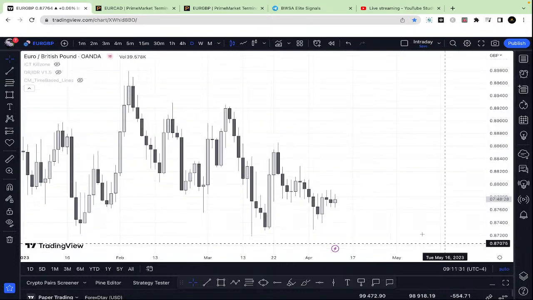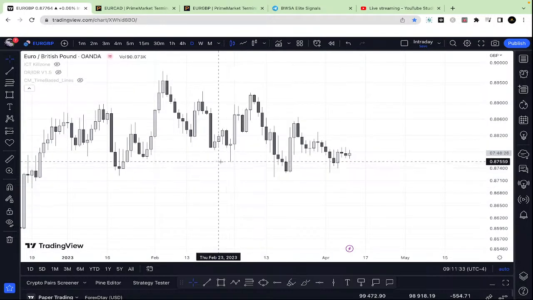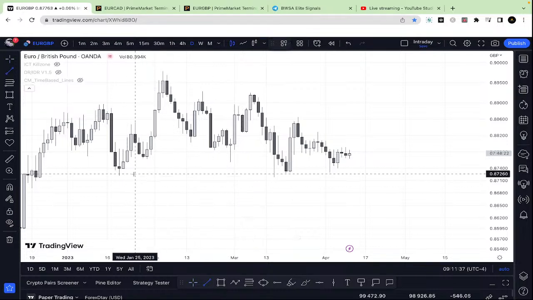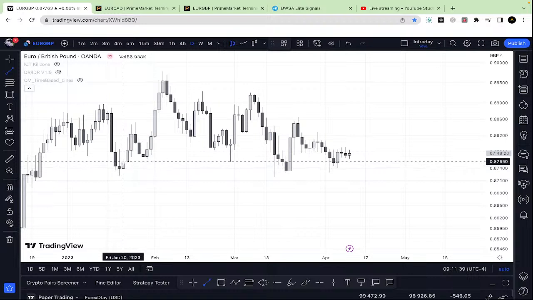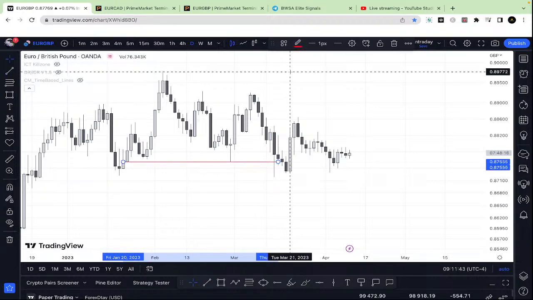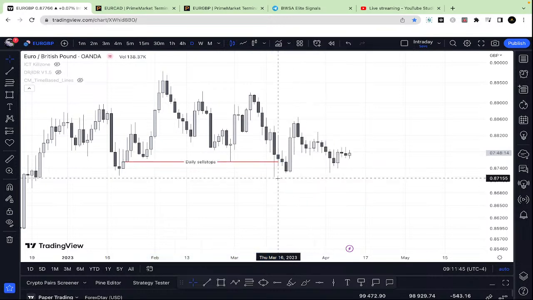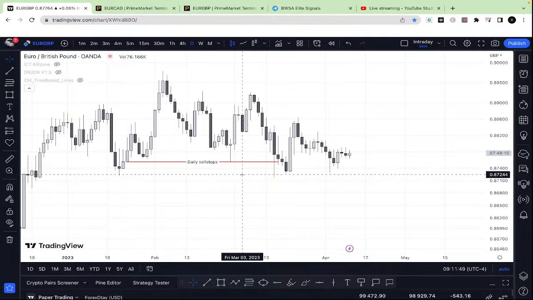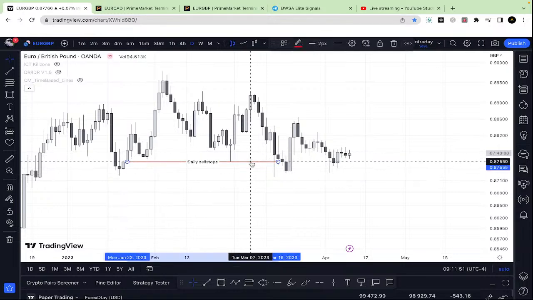So we had, so far, price coming down, and we took out the daily sell stops down to here. So we got daily sell stops taken right there. Here we had daily buy stops.